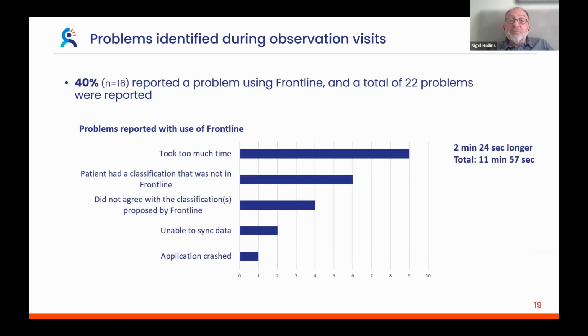In terms of the problems reported, 40% of health workers did report a problem, and we shouldn't be trying to conceal that. The most common difficulty was the time factor. It took 2.5 minutes longer to have a consultation than it did without the app. And there were some classifications that weren't included in Frontline, and that was because this was a pilot. On occasions, the health worker didn't agree with the classification, and those are the sorts of things that we need to iron out over time.